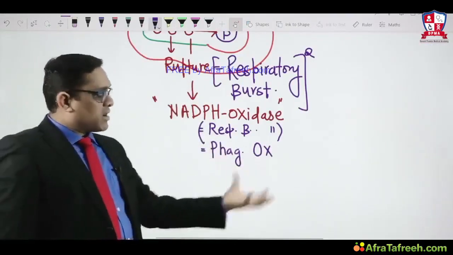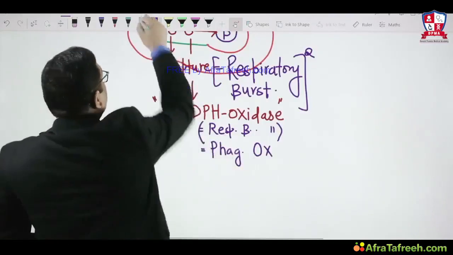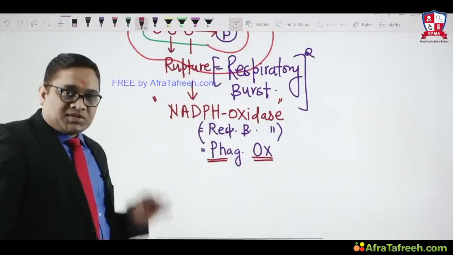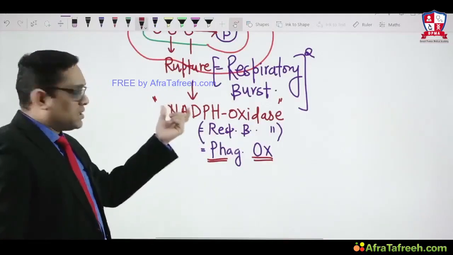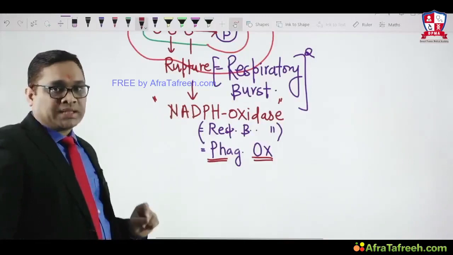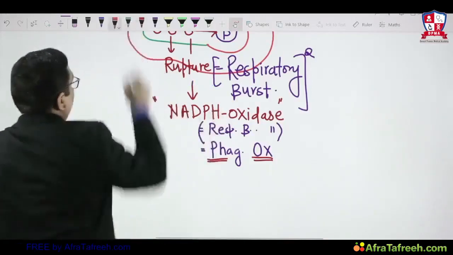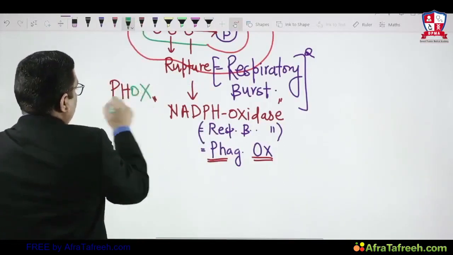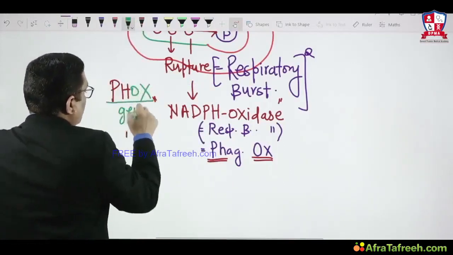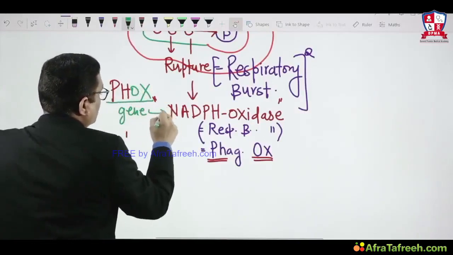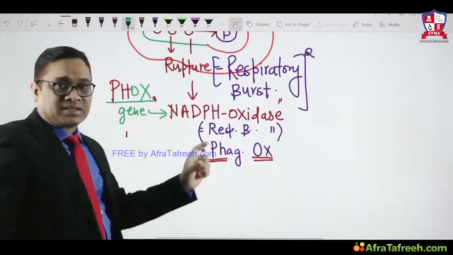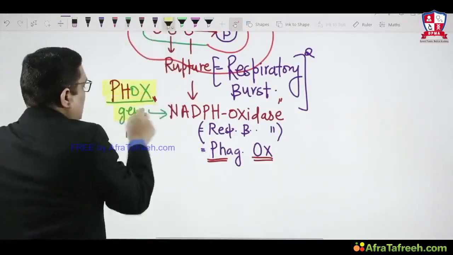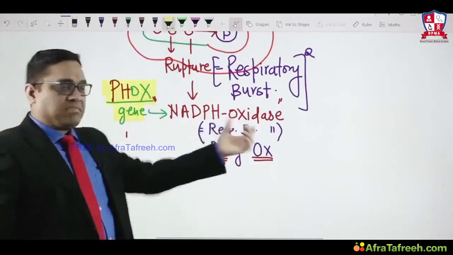Why I wanted to write phagocytic oxidase? Because initial two alphabets of the phagocytic oxidase is the gene which controls function of the NADPH oxidase. So what I am telling here, try to understand what I am telling here. There is a gene called as FOX gene. FOX gene. And this FOX gene controls the function of NADPH oxidase, right? So phagocytic oxidase gene. So this is very important to understand. Phagocytic oxidase gene controls the function of NADPH oxidase.